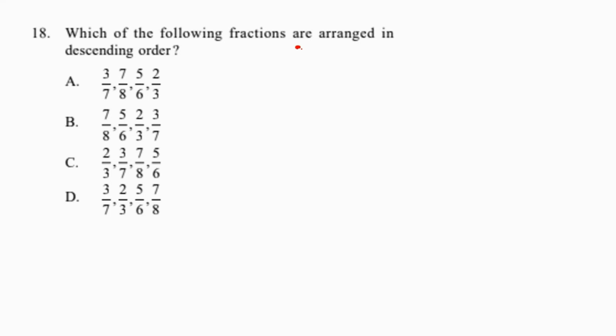Okay, so let's rewrite it: 3 by 7. Next, we have 7 by 8, 5 by 6, and 2/3. These are the four fractions that are given to us. All of them are unlike fractions. So the first thing we should do is find the LCM of their denominators. We can use the prime factorization method.